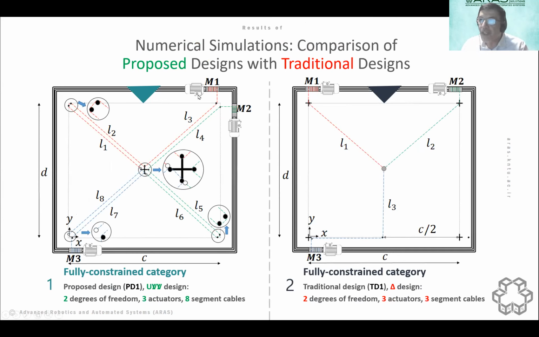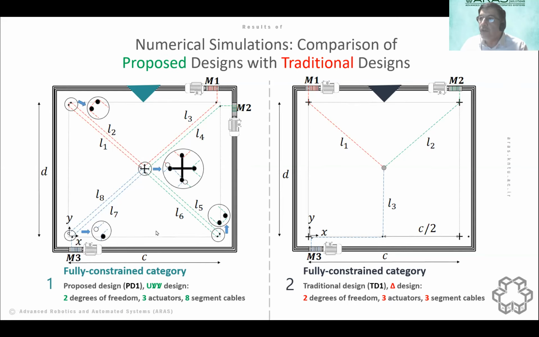Here we are considering just apple with apple. So 3 actuators here, 3 actuators here. These are traditional designs without any parallelogram. And here we have the same UVV approach as you can see here.